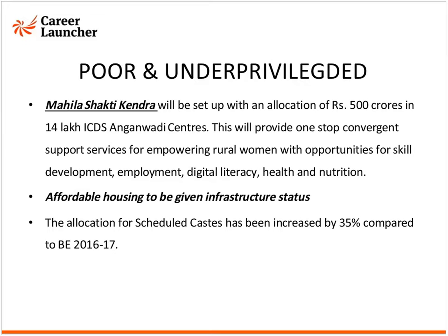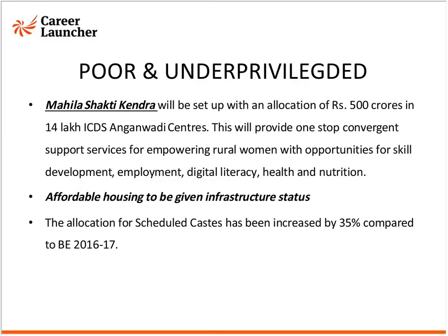It's a one-stop convergence support service for empowering rural women with opportunities for skill development, employment, digital literacy, health and nutrition. Yes, it's a center which is going to be a boost for women, because they want to empower rural women with opportunities of skill development and digital literacy. So this is basically for boosting that. Your ICDS is integrated child development services.